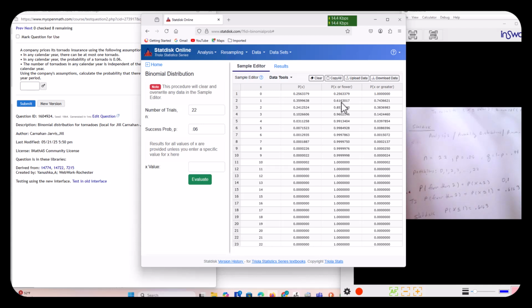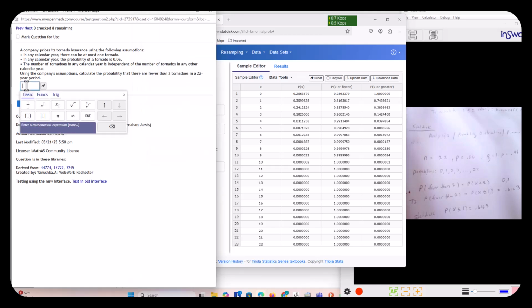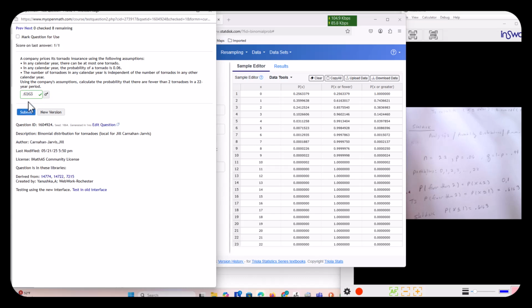Let's see how many decimal places this wants. I'm going to put 4 in: 0.6163. Submit it. It gave me the correct answer, so I'm going to put in these instructions: round to 4 decimal places. Let me know if you have any questions. Thanks.